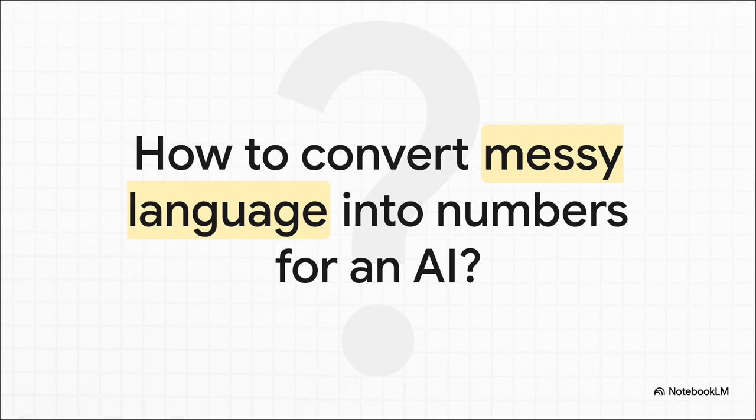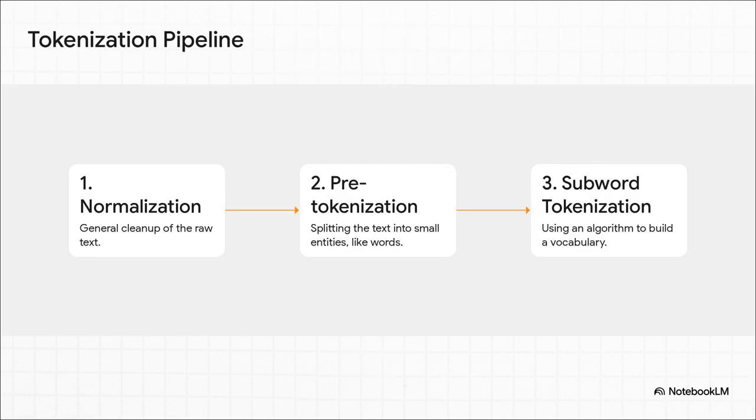Well, that's where this whole process called tokenization comes in. It's the bridge. But here's the thing, tokenization isn't just a single on-off switch. It's really more like a factory assembly line with a few key stages. First up, you've got normalization. Think of this as the cleaning station. Then the text moves on to pre-tokenization, where we make the first rough cuts. And finally, it hits the main event, subword tokenization. This is the really smart part, where special algorithms get to work building the AI's actual vocabulary.